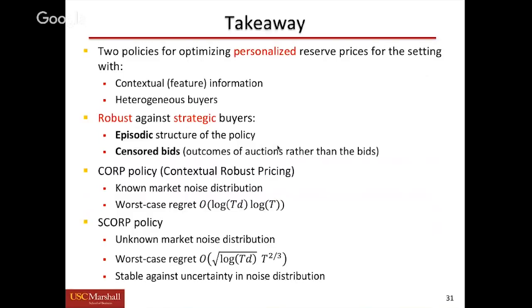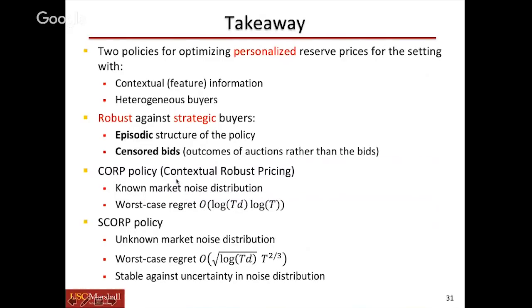The two important ingredients that helped us were, first, the episodic structure of the policy, and the second one was that we were using the censored bids, or the allocation, whether buyer i has won the auction or not, aligned with the bids coming from the other buyers. But we are not directly using the bids coming from that specific buyer.